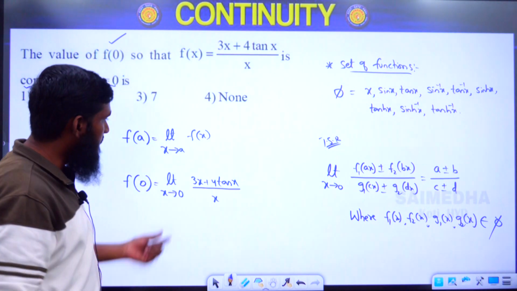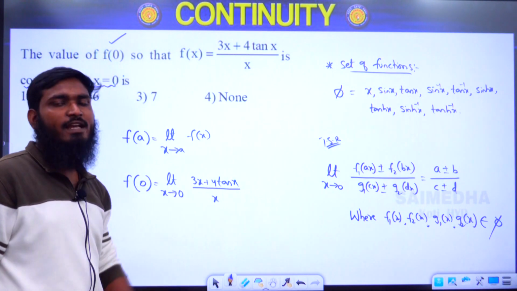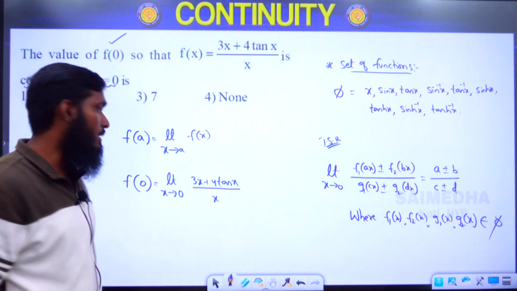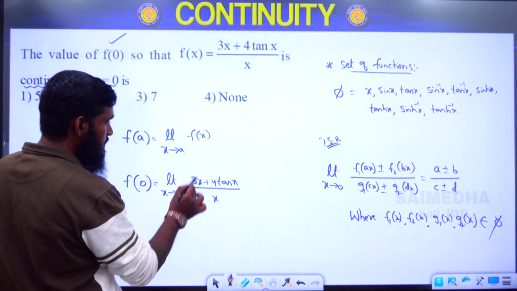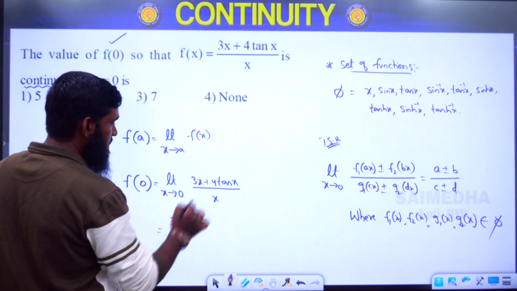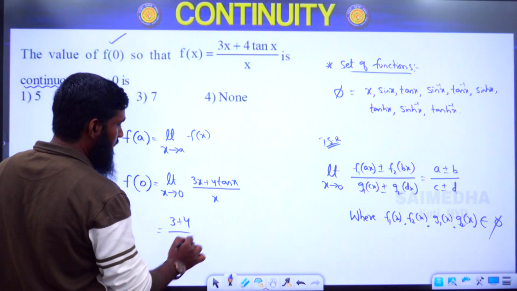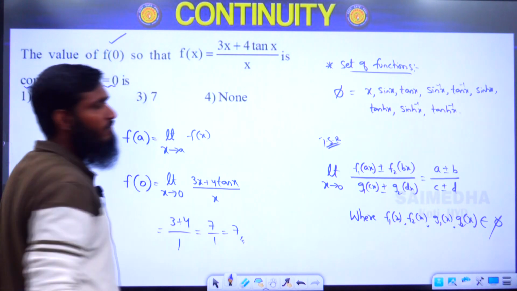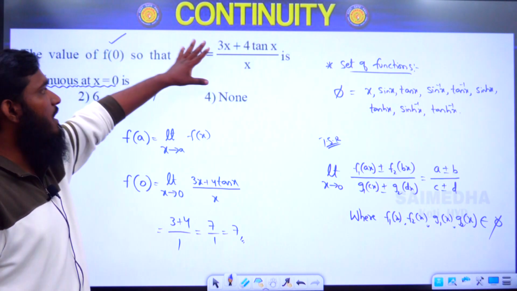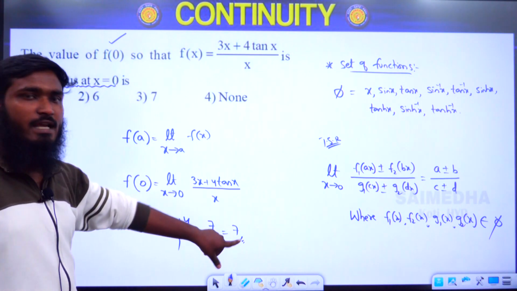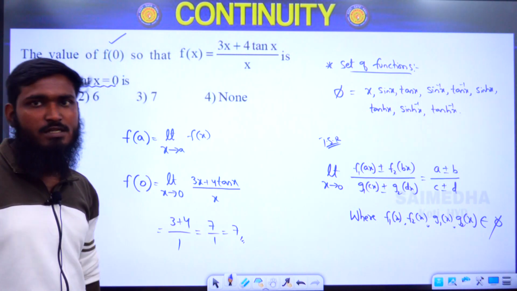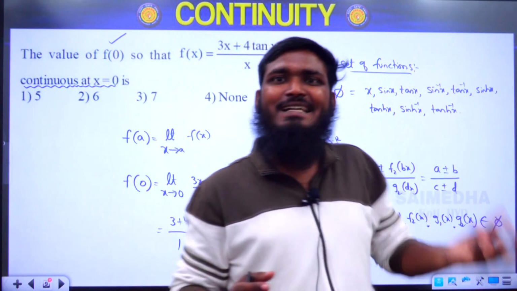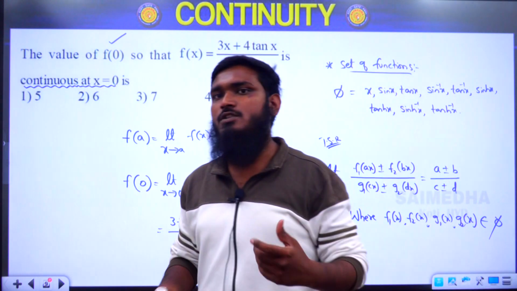Okay. So we can see this part, x we are having, tan x we are having, x we are having. So it is set of functions only. Now what we have to do? We have to take only the numbers what we are having over here. So it is equal to 3 plus 4 divided by 1. It is equal to 7 by 1, which is equal to 7. Understood? So for this limit, what we are getting as the answer, f of 0 value is equal to 7.